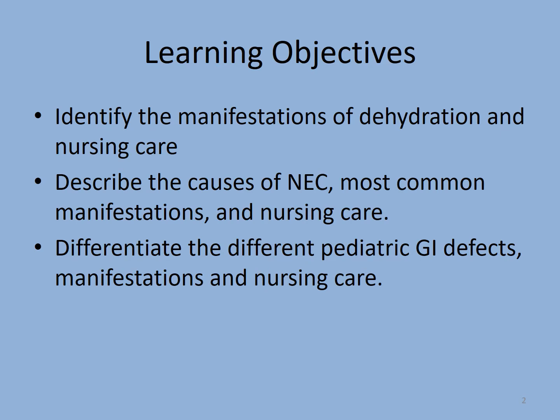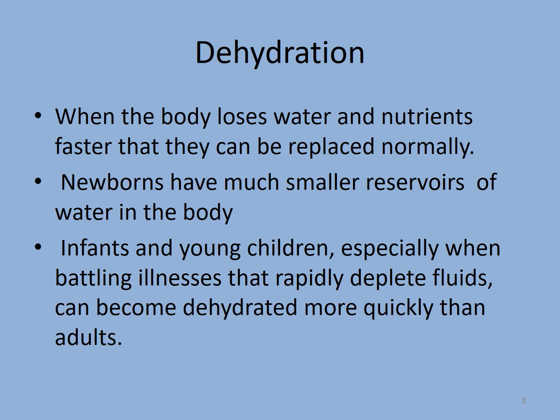So our learning objectives for this are to identify the manifestations of dehydration and nursing care, describe the causes of NEC, most common manifestations, and nursing care, and to be able to differentiate the different pediatric GI defects, manifestations, and nursing care. So we start with dehydration, mainly because most of these GI defects in children can lead to dehydration if it's gone on too long.